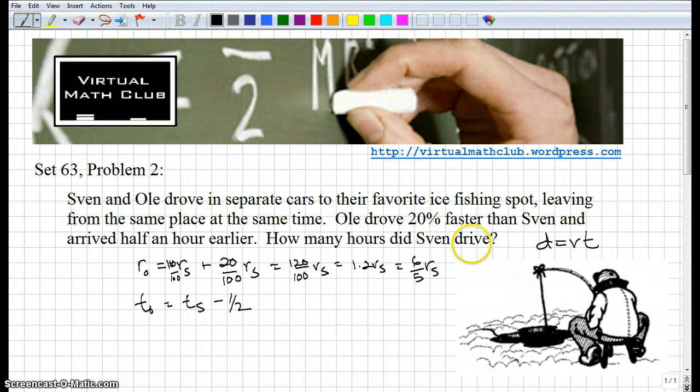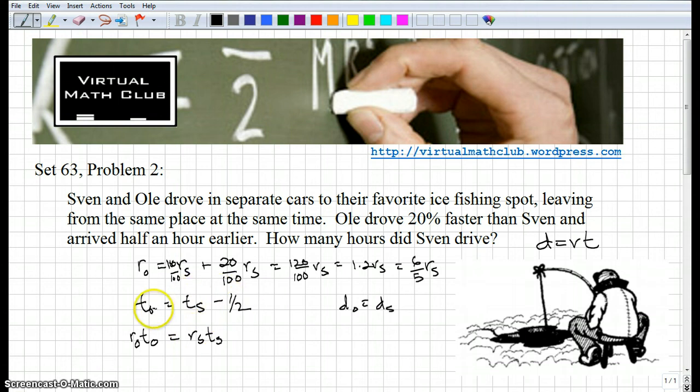We also know that they're driving the same distance, right? Because they leave at the same time from the same place, and they're going to the same fishing spot. So their distance is the same. The distance is equal to rate times time. So the distance that Ole drives is equal to the distance that Sven drives. Ole's rate times Ole's time, RO times TO, is equal to Ole's distance. And Sven's rate, RS, times Sven's time, TS, gives Sven's distance. Those are both going to give us the same distance, so we'll set them equal to each other.